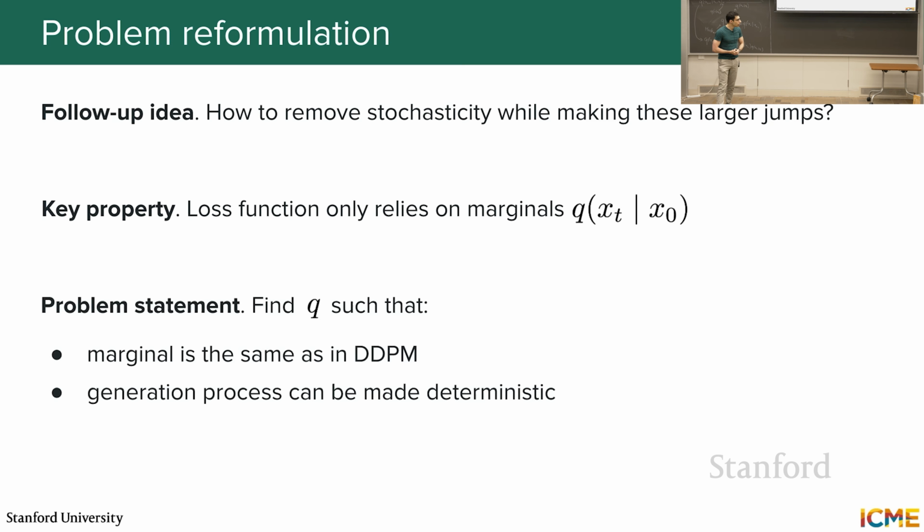And the second constraint that we want to put on ourselves is to have a generation process that forgoes that stochasticity term, in order to see if we can mitigate the fact that quality of generation gets worse. Because this is the problem statement. I'm going to write this down in more mathematical terms.